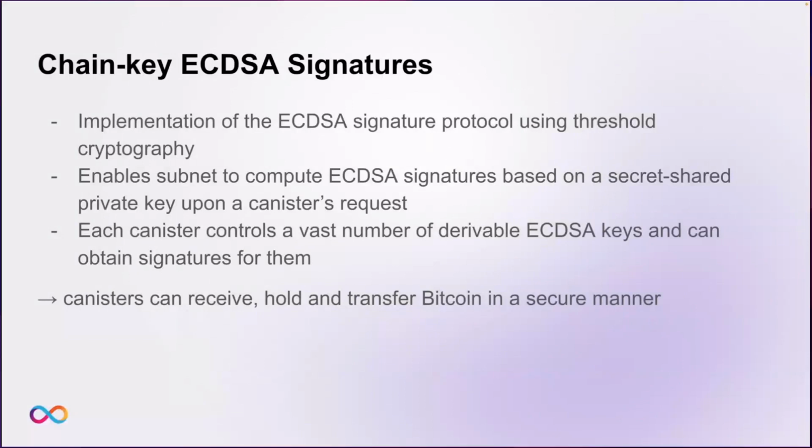It's important to mention again, the private key never exists in reconstructed form, but only in its secret shared form, even when signing messages. So with this protocol, each canister can control a vast number of derivable ECDSA keys and obtain signatures for them. So since Bitcoin addresses are tied to ECDSA public keys, this makes it possible for canisters to receive, hold, and transfer Bitcoin directly on the Bitcoin blockchain in a secure manner.